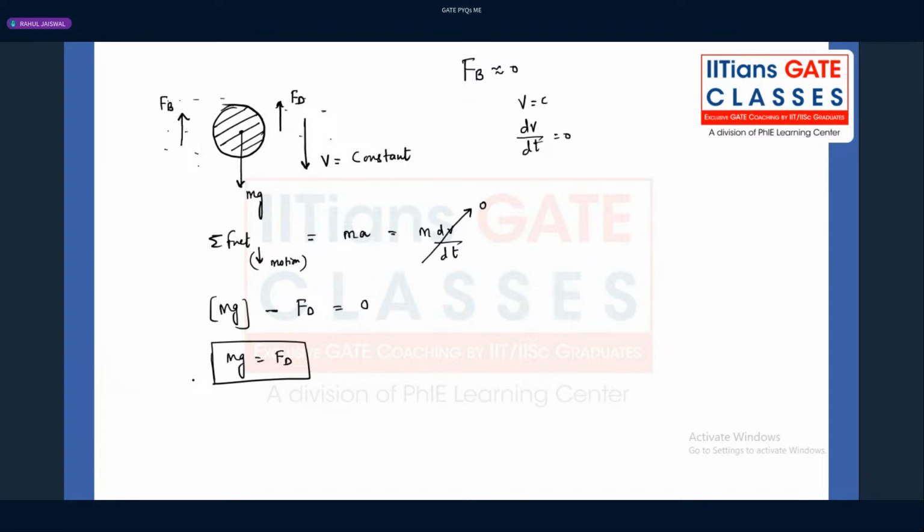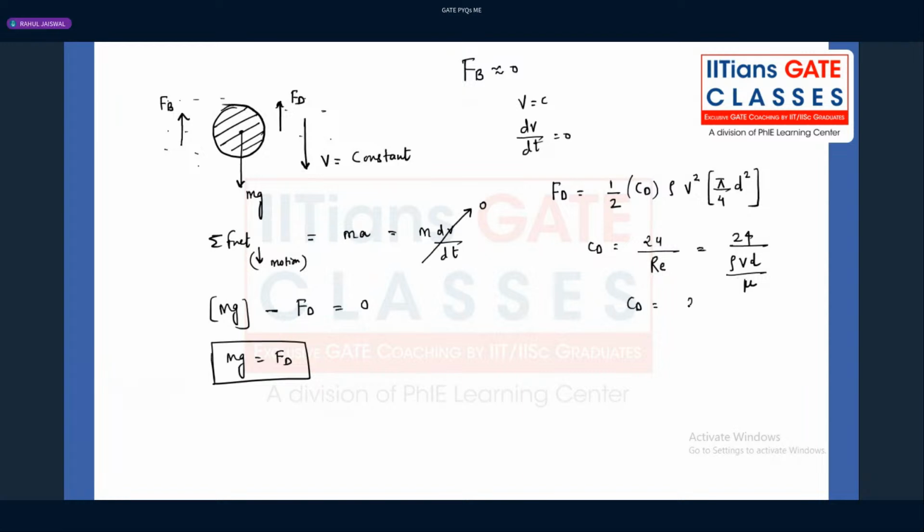But the problem will not finish here. You have to find the drag force. But you need not worry, because the drag force is already given in the form of a formula: half of CD into rho v square into pi by 4 d square, where CD is given as 24 by Re. What is the Reynolds number? Rho v d by mu. That is the formula we have.